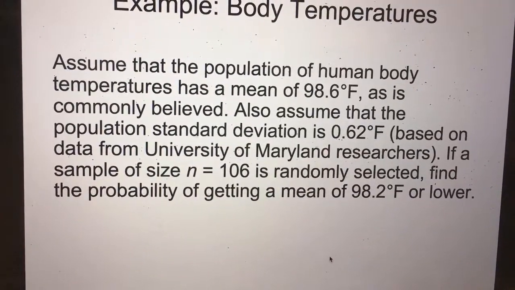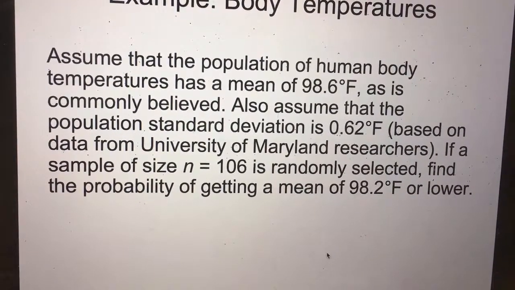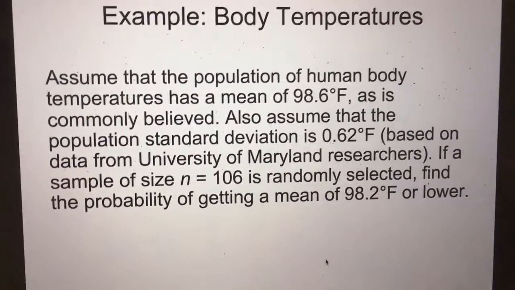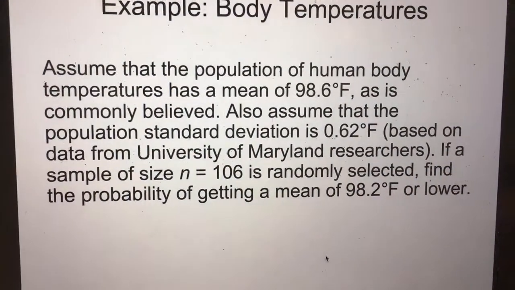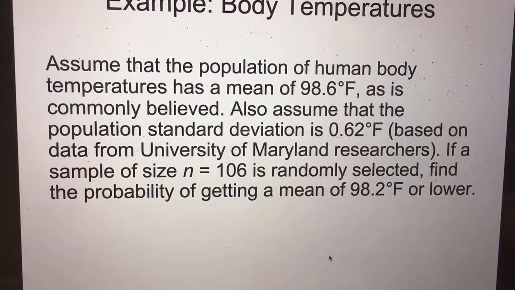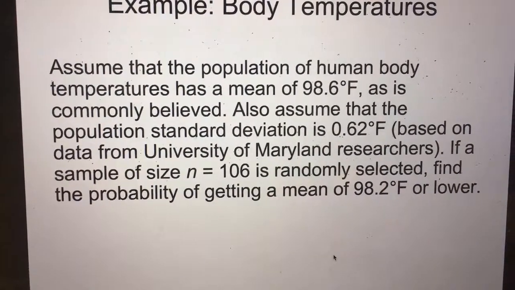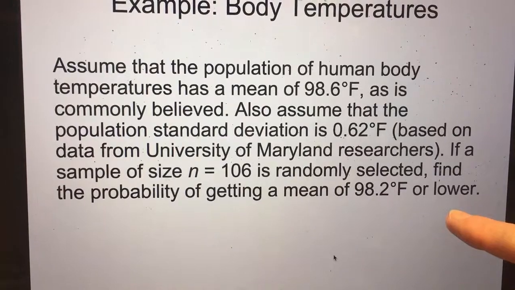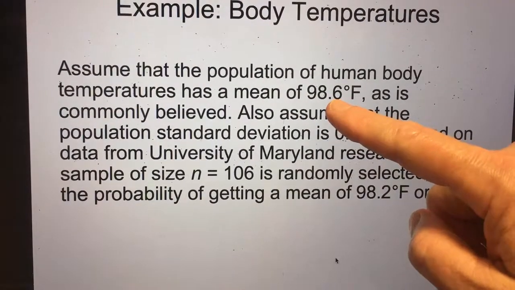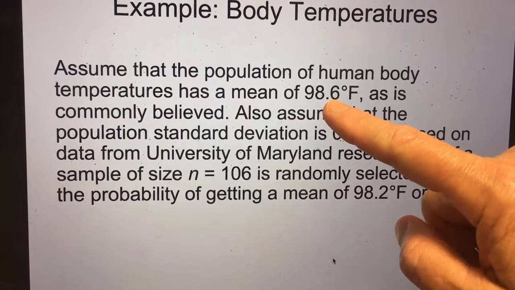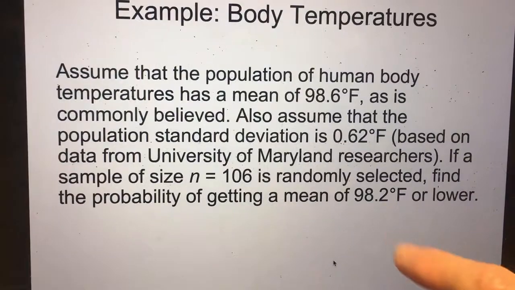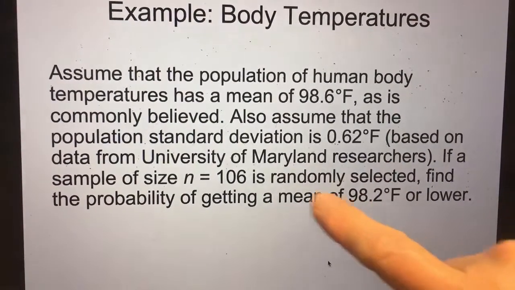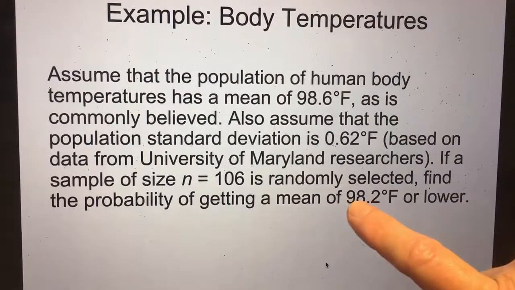Okay, assume that the population of human body temperatures has a mean of 98.6 degrees Fahrenheit, as is commonly believed. Also assume that the population standard deviation is 0.62, and that's based on some research. If a sample of size n = 106 is randomly selected, find the probability of getting a mean of 98.2 degrees Fahrenheit or lower. So we're assuming that 98.6 is our mean of body temperature, and that's an assumption, commonly believed. The standard deviation, 0.62, is given to us, and we're trying to find the probability of getting a mean of 98.2 or lower.